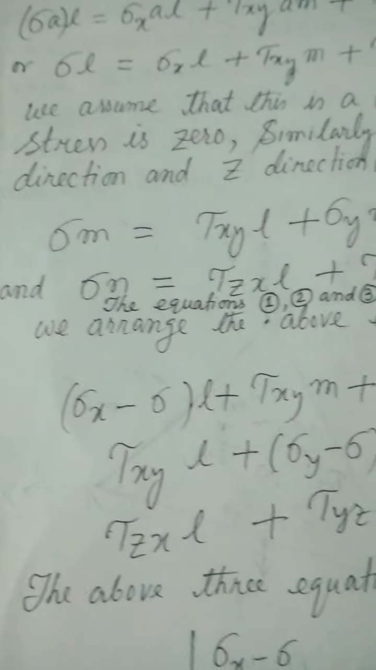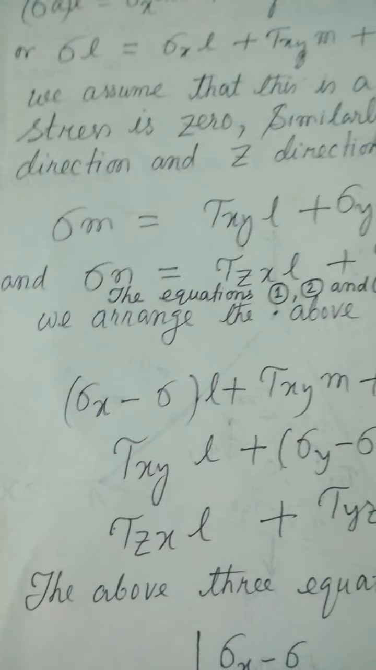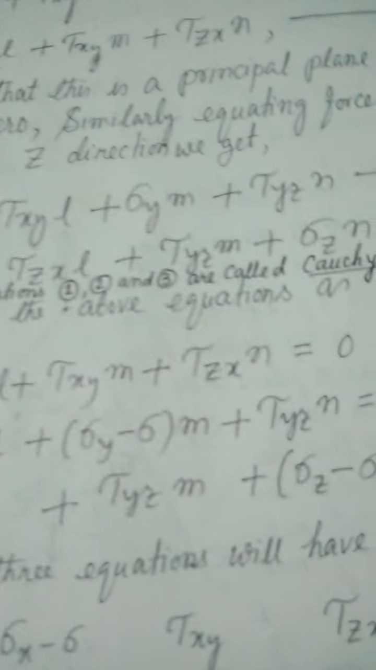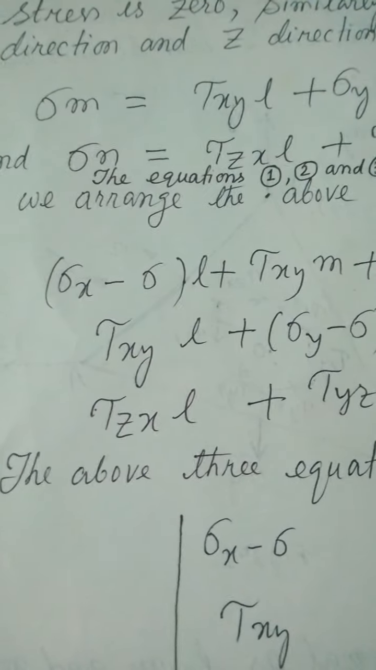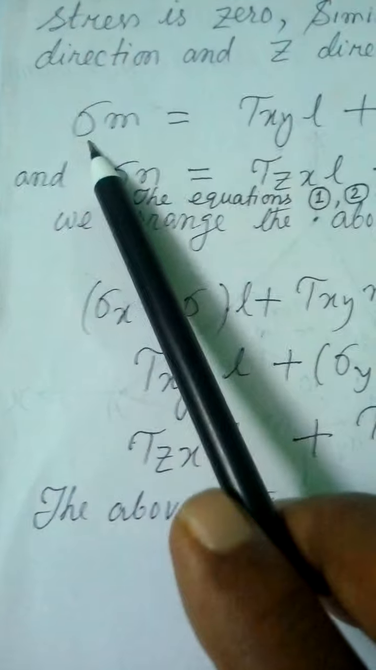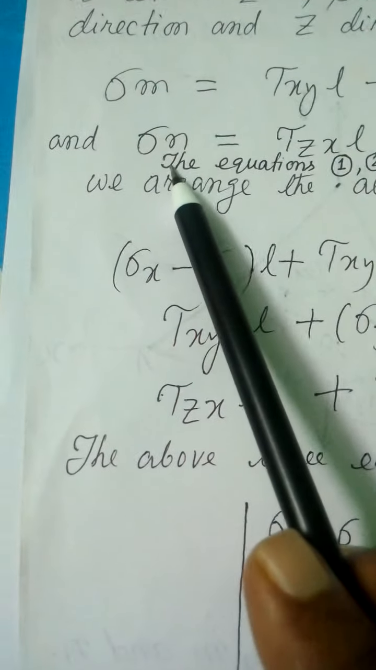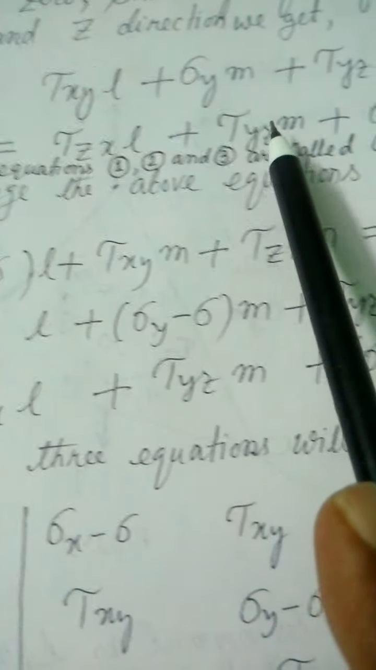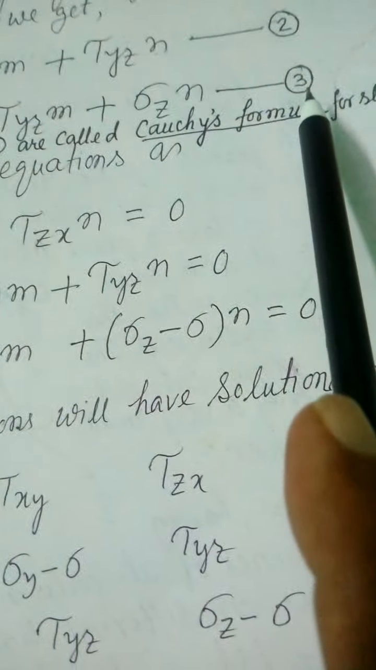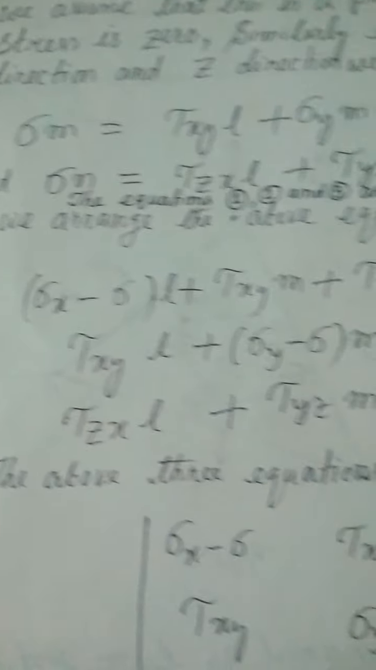Okay, then we move on. You just read it. It is self-explanatory. It is clearly written. The equations in the y direction, sigma m in the y direction, and this is sigma n in the z direction. L, M, N are the direction cosines. Okay, now we have got the three equations.